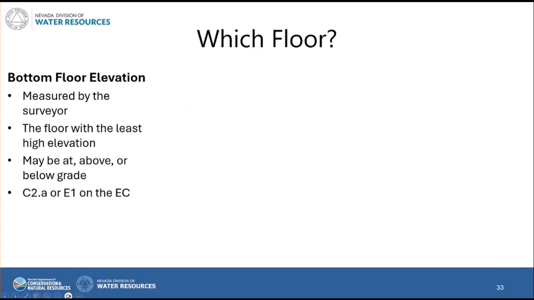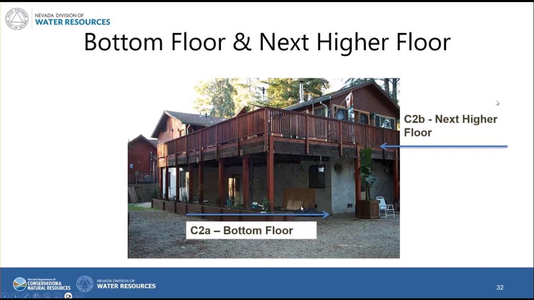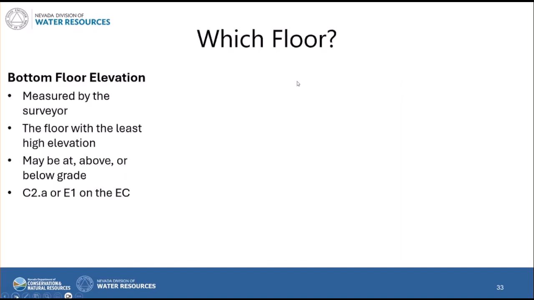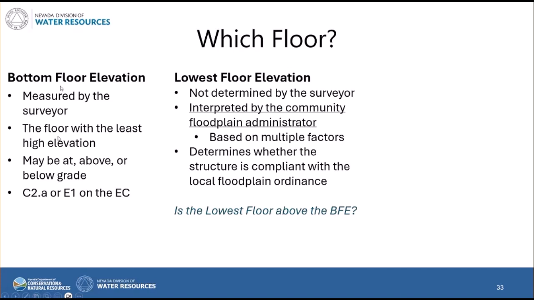So I talked about the lowest floor, which is important for floodplain management, but you'll notice that I didn't talk about the lowest floor for either C2A or C2B, right? These are called the bottom floor or the next higher floor. There's no field on the elevation certificate for the lowest floor. So that bottom floor is just an objectively measured floor with the least high elevation. It's going to be the thing that goes in C2A, but this isn't necessarily going to be the lowest floor for NFIP compliance purposes. It might be the next higher floor if, let's say, our bottom floor is a crawl space that's properly vented, and we'll get into properly vented, unfinished, only used for storage, parking, and access.